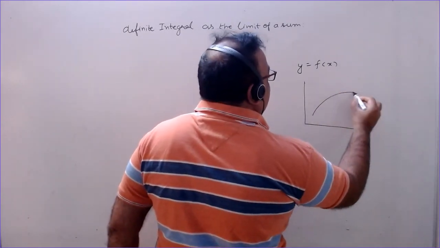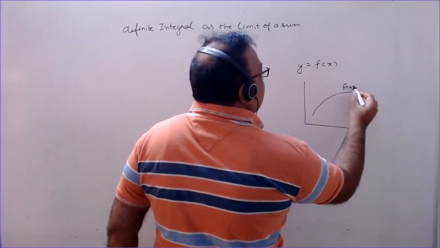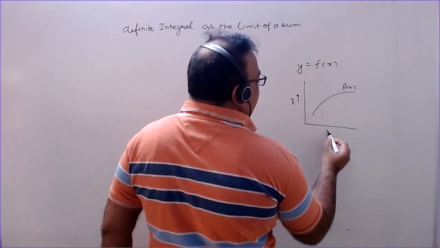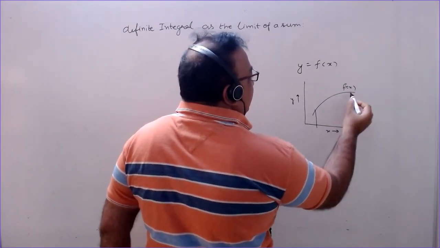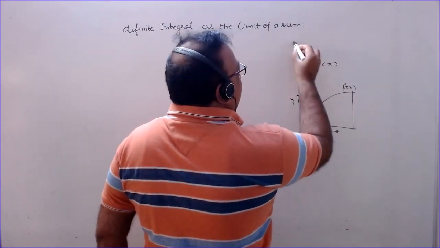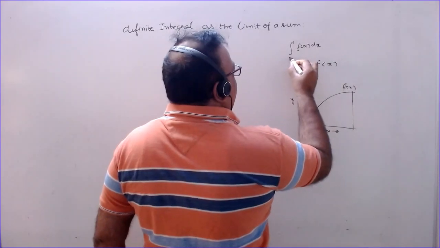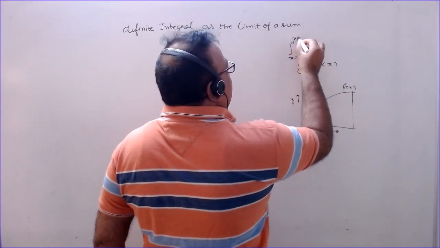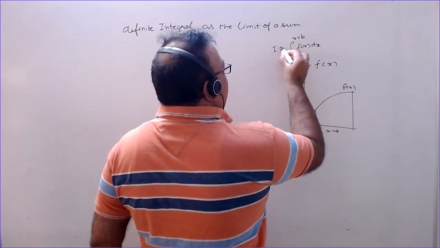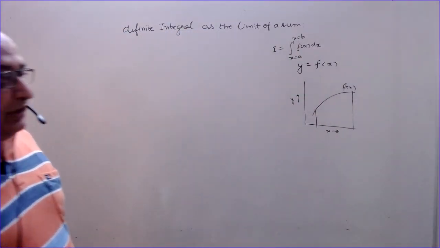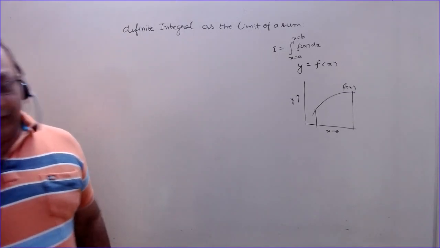This is f(x) and this is y on this axis. Here we have x, and we have to perform the integration of f(x) dx from x is equal to a to x is equal to b. This is the value of the integral. This is having the limits, so this is definite integration, and you have to find this.